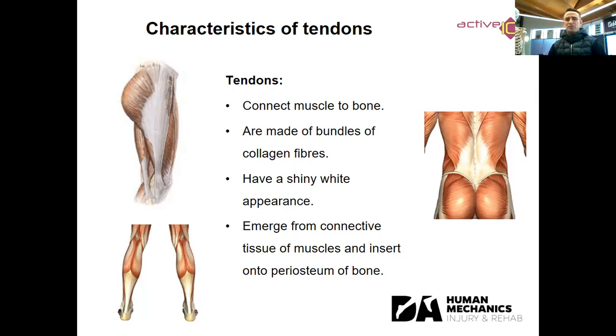Okay? They have a shiny white appearance, again, just based on the fact that the material is more so collagen. And they emerge from connective tissues of the muscles. So when we talked about earlier, the layers of bone, the structure of bones, the outer layer is the periosteum. Again, the periosteum being the outer layer. And what we now know, and again, this is going beyond this course, we now know the periosteum.